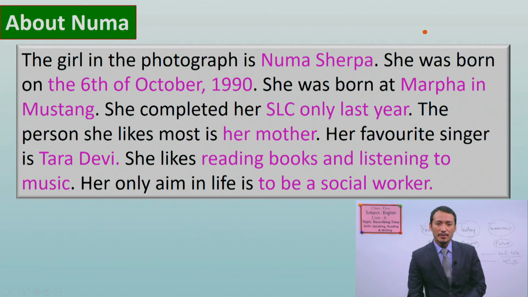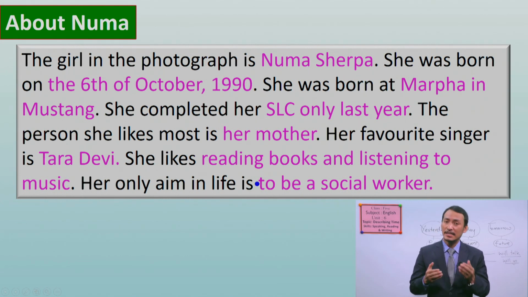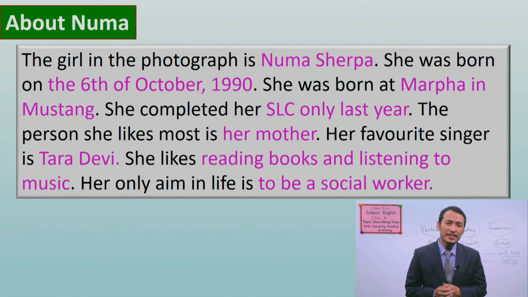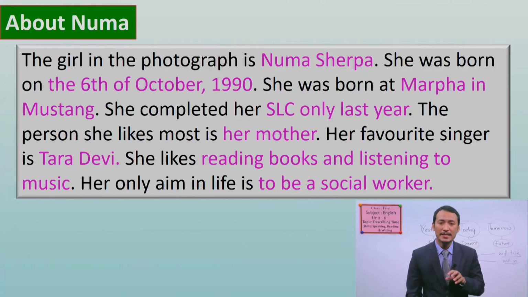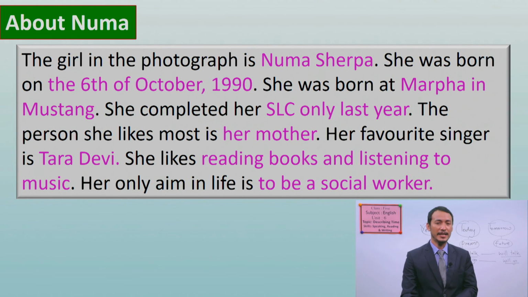Let's see what we can look for. We can follow the same format and change the name, the date of birth, the place of birth, the education, her likes and her favorite things. Her aim we can change too, and you can write the similar piece of information. Are you clear, students? The words that I have made pink here can be changed with the information given here. You can pick this information and put it in the place here. Let me show you how you can.